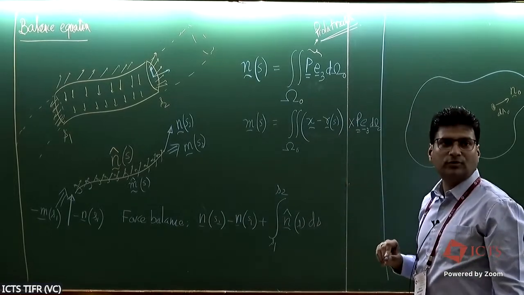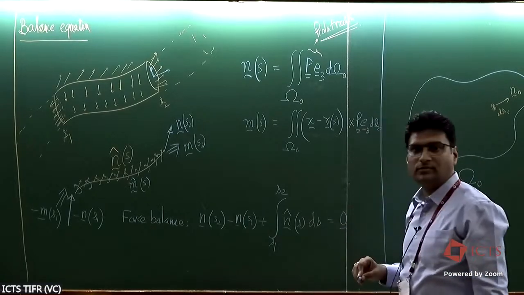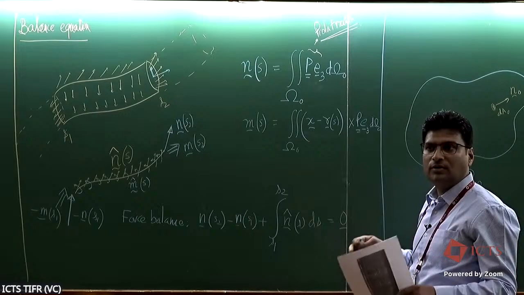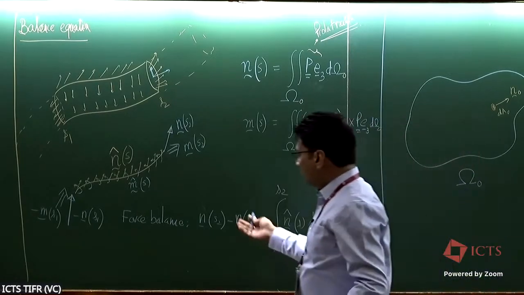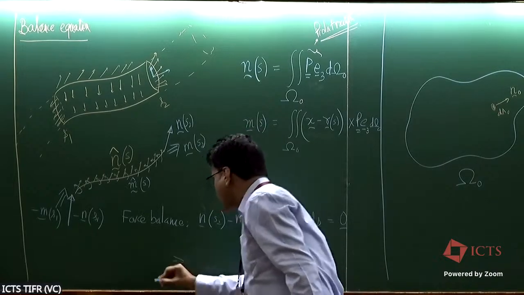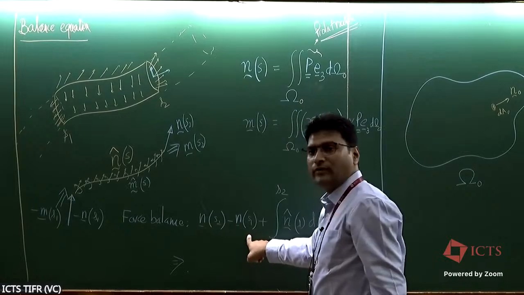That's the total force that is acting on this segment, and this has to be equal to 0, right? Any segment, if it's statics, has to be in equilibrium. So now this thing, this is n of S2 minus n of S1.